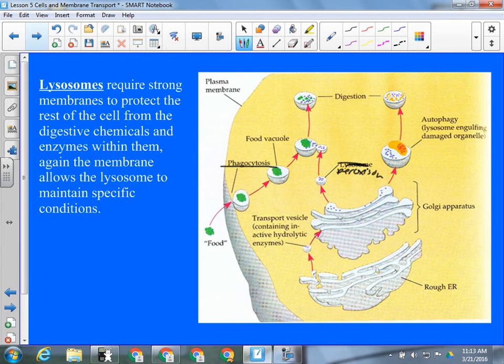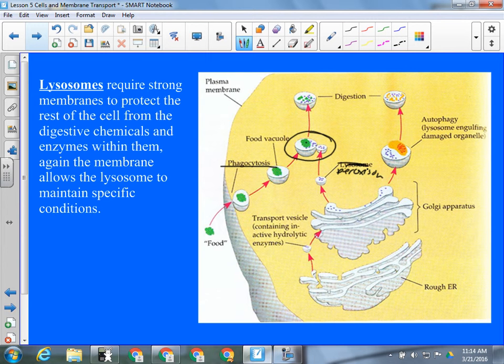When it merges with the food vacuole, now it's a lysosome and digestion can occur. The same thing happens with organelles that have stopped working. Because organelles get old and they stop working, the cell recycles them. It'll send out a lysosome to digest any organelles that are not working. So it kind of cannibalizes and recycles its own parts. Now, the other thing that lysosomes can do.